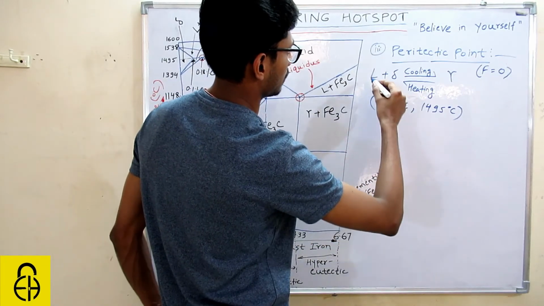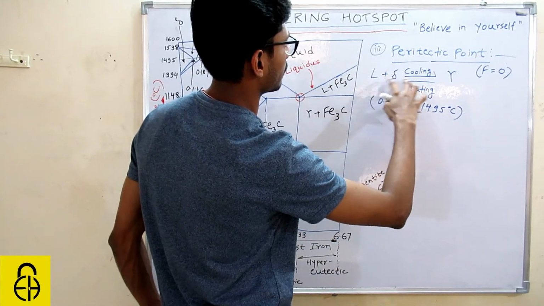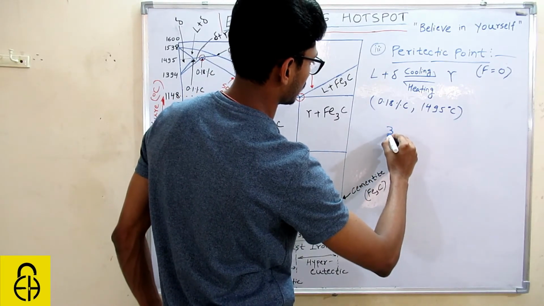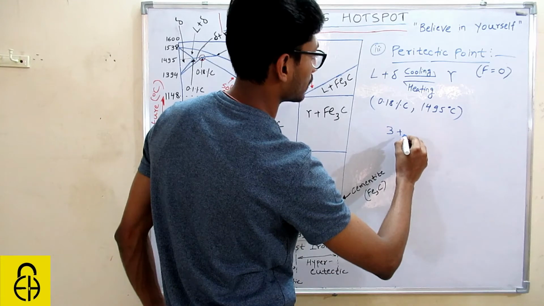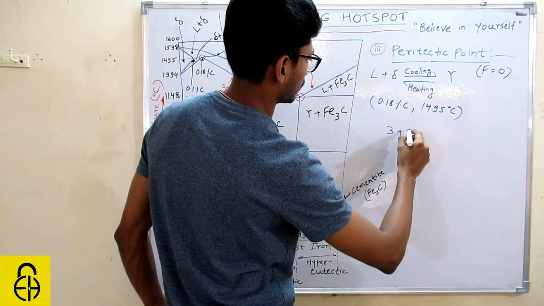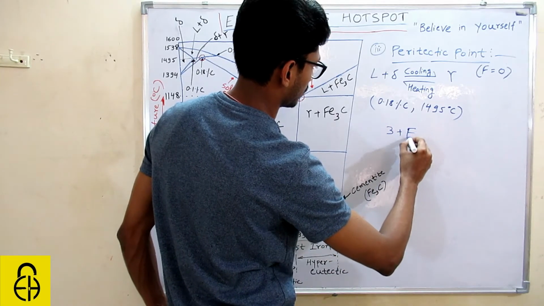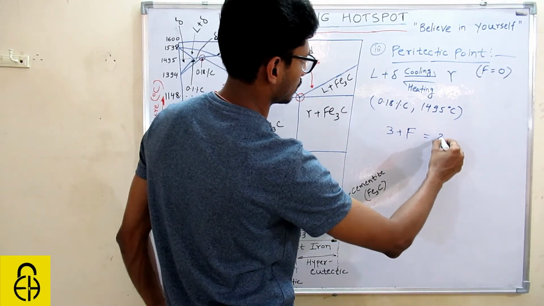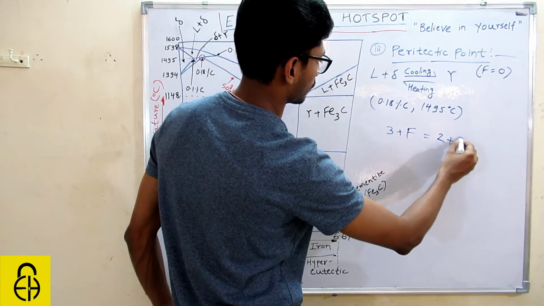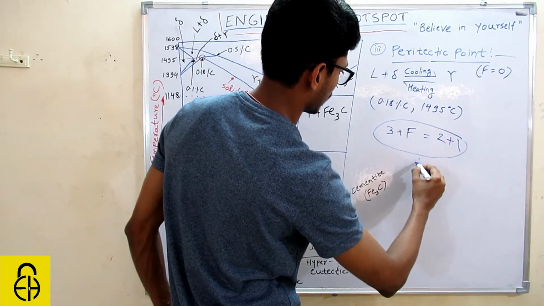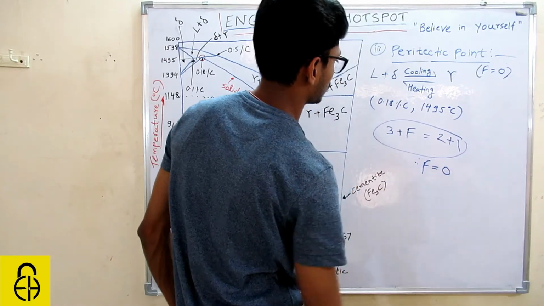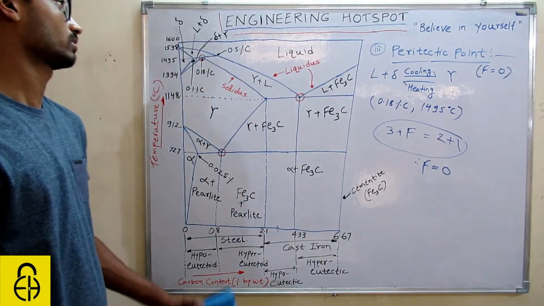Again you can see there are three phases: liquid phase, delta phase and gamma phase. So number of phases will be 3. P plus F is equal to C plus 1. There are two components, iron and carbon. So P plus F is equal to C plus 1. From here you will get F as 0. So this is also an invariant point.